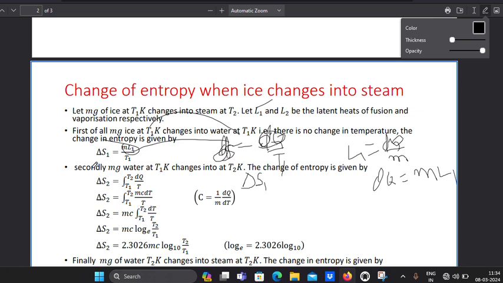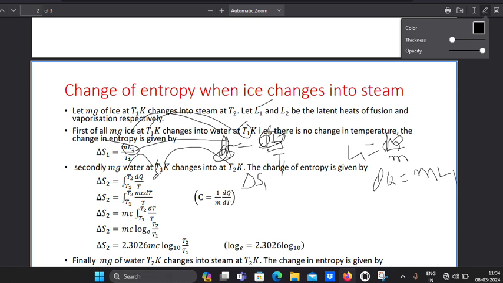And next, secondly, m gram of water. So now see, the whole ice is converted into water. Now we have to take water. Now m gram of water at T1 Kelvin. Here see, T1 Kelvin changes into T2 Kelvin.